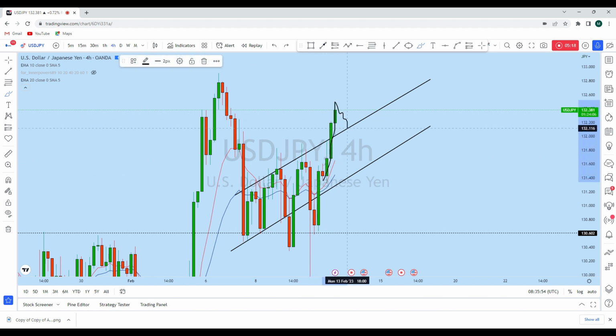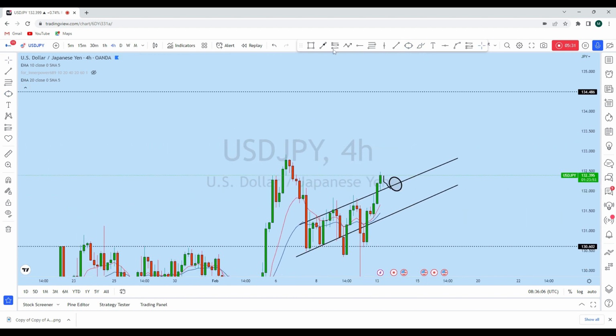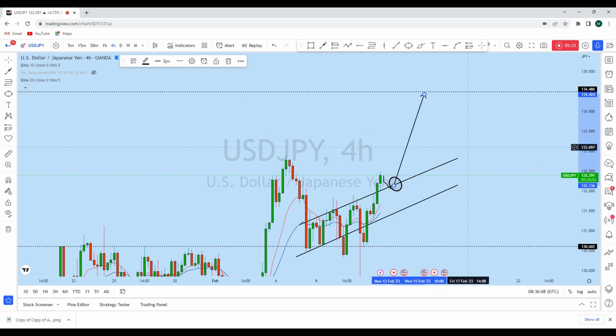We need to see the price coming down again to test this previous resistance turning support here and the top of this channel. Once you see a suitable retest of this level and with a proper price action pattern, we can consider going long on dollar yen with a high probability trade setup with our students.